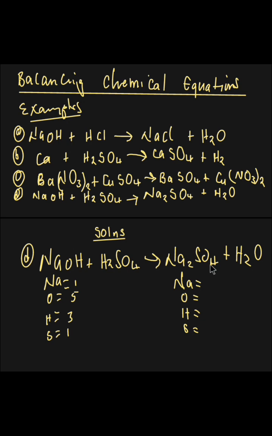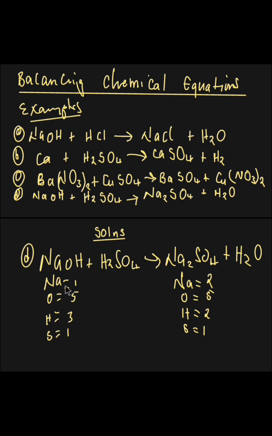Then we move to this other one. So sodium atoms, how many do we have? We have 2. Oxygen, how many do we have? We have 4 plus 1, that is 5. Okay, this is good. Then we move to hydrogen. Here we have how many? 2. Okay, then what about sulfur? Sulfur we have 1. So let's try and see whether the equation that we have here is balanced or not.